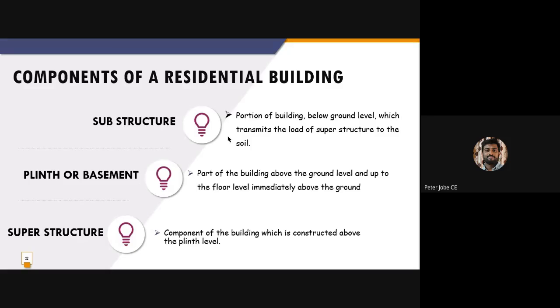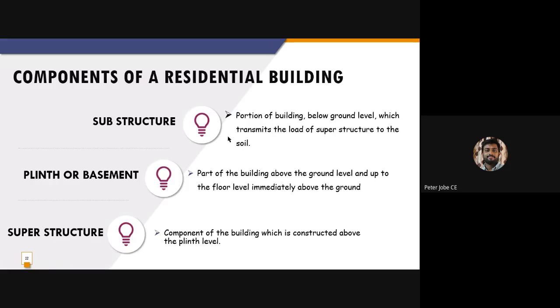And also the movement of people can also be a load. And also if some other furnitures are added to that building, so all these loads, and also the rain load, wind load, all these loads will act on a structure. So all these loads should be transmitted safely to the ground. So that's why we are constructing a substructure.